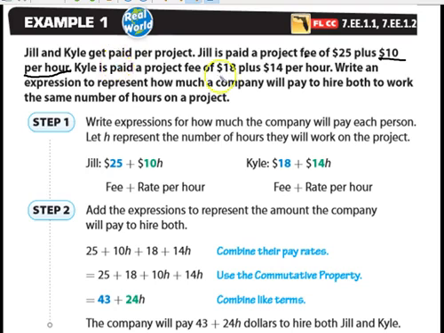Kyle is paid a project fee of $18 plus 14 per hour. So the one-time fee is $18 for Kyle plus 14h because we're going to multiply 14 times however many hours they work. Write an expression to represent how much a company will pay to hire both to work the same number of hours on a project. So I've got Jill's expression and I've got Kyle's expression. So to figure out them both together, I have to combine the like terms. So first off, I write it out. So I get 25 plus 10h, which is Jill's, plus 18 plus 14h, which is Kyle's.